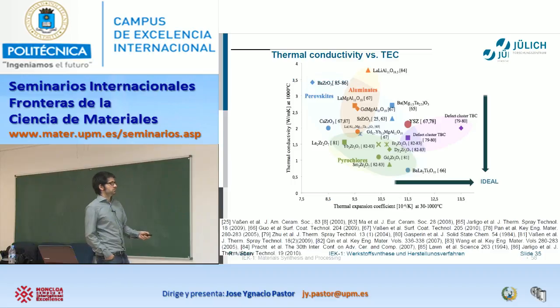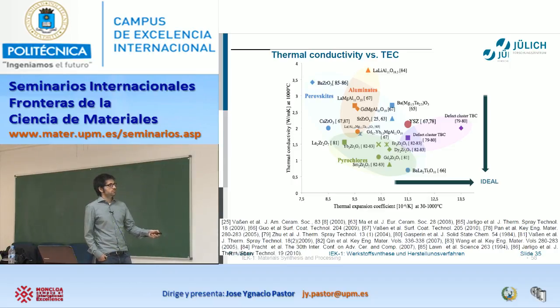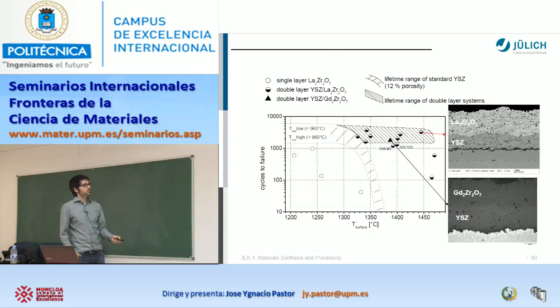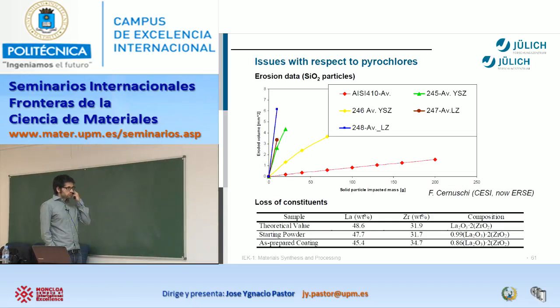One of the small problems of these lanthanum zirconates is that the thermal expansion is low, and it probably will have a problem with the metal component. But it's not a big problem in that case, because with this double layer, the metal and the lanthanum zirconate are not in contact. Well, and here I think we are close to finishing.